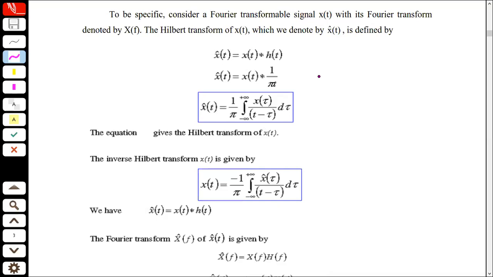Okay, well, guys, in our previous class, we realized that the Hilbert transform of any signal x of t is given in terms of x of t convolved with h of t, and we all know the convolution operation. So, how do we represent the convolution operation? You might have studied that in your signals and systems course.